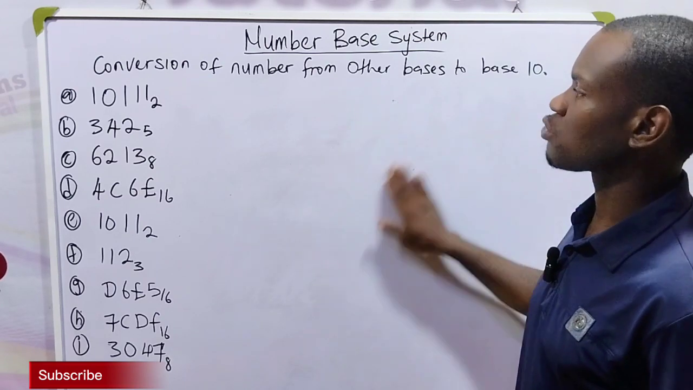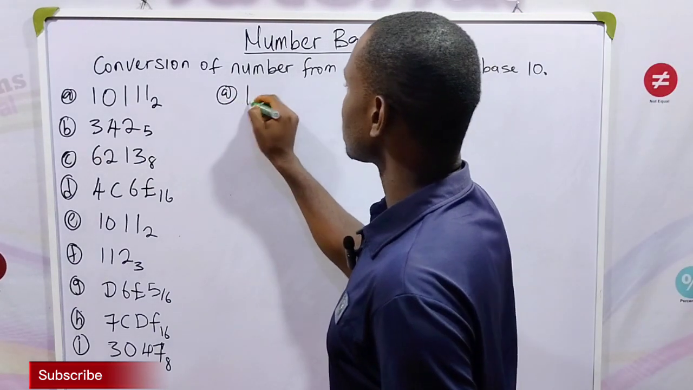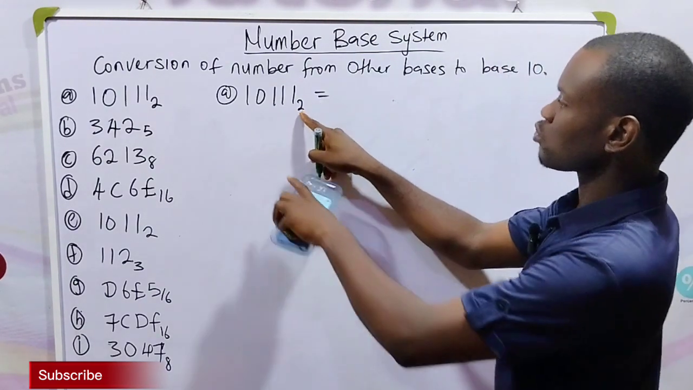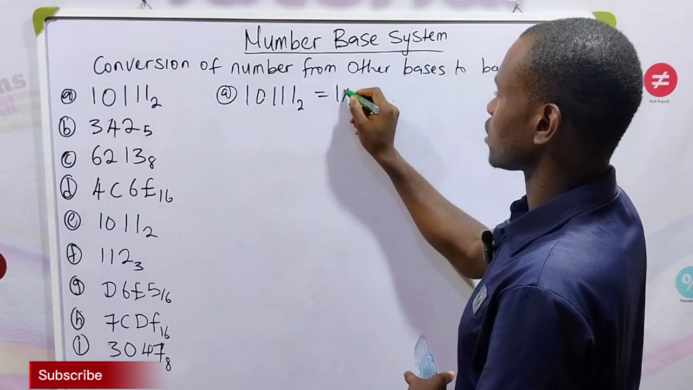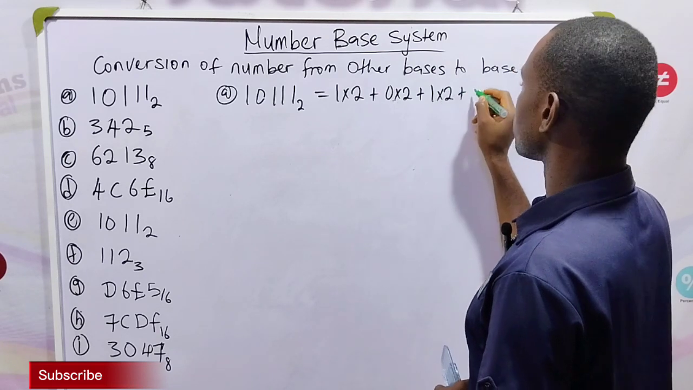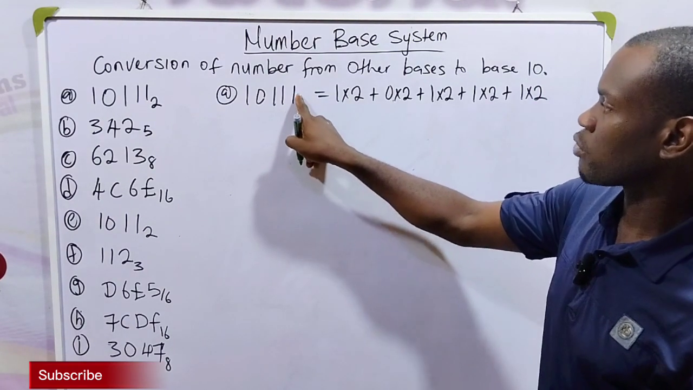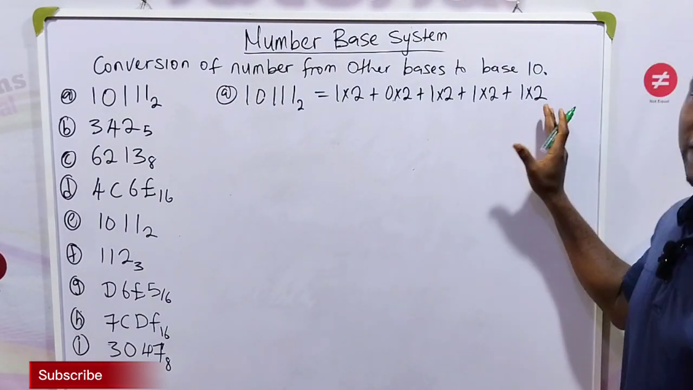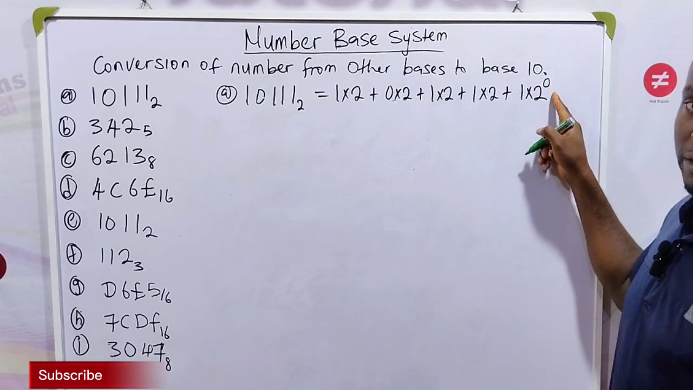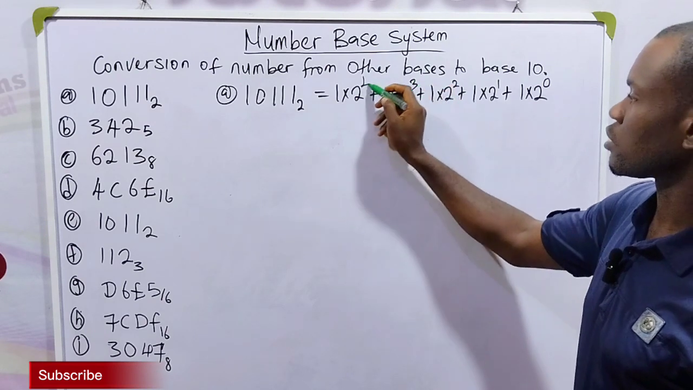So we are going to be considering how to convert numbers from other bases to what? Base 10. So let's start with number 1. The first thing we do is to expand using the base. What does that mean? Use 2 to multiply all the numbers here. That is 1 times 2 plus 0 times 2 plus 1 times 2 plus 1 times 2 plus 1 times 2. So I've used 2 to multiply all these digits. Then the next thing is to assign indices from 0 to wherever we stop on top of the 2. That is 0, 1, 2, 3, and 4.